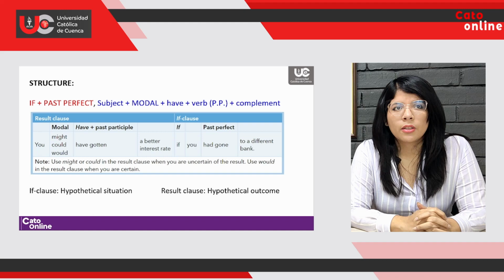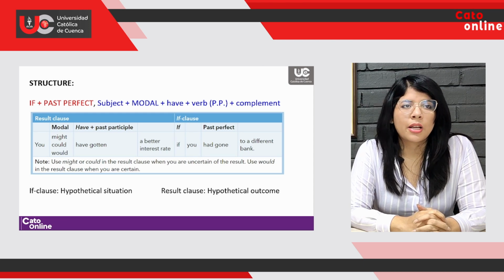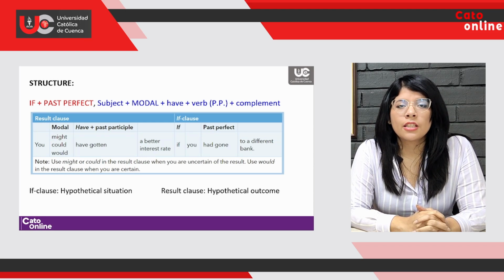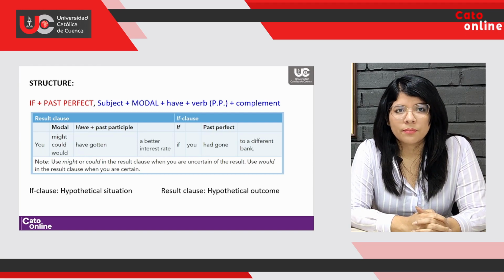You can create your sentence with any of these three modals. After you have your modal, you need to have the auxiliary have and a verb in the past participle plus a complement. In this case, we have: you might have gotten a better interest rate. You could have gotten a better interest rate, or even you would have gotten a better interest rate.